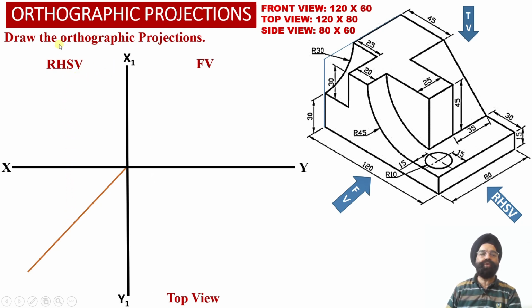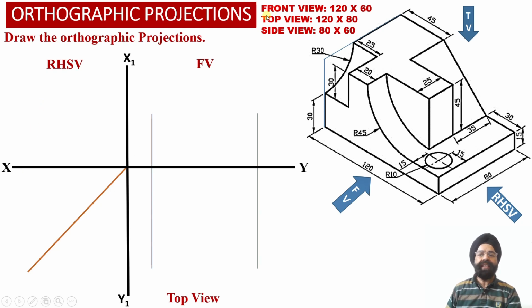Since we are going to obtain the orthographic projections of the solid using the first angle projection method, the front view orthographic projections will be obtained above the XY reference line. The top view orthographic projections will be obtained below the XY reference line, and the right hand side view orthographic projections will be obtained on the left hand side of the front view projections, above the XY reference line.